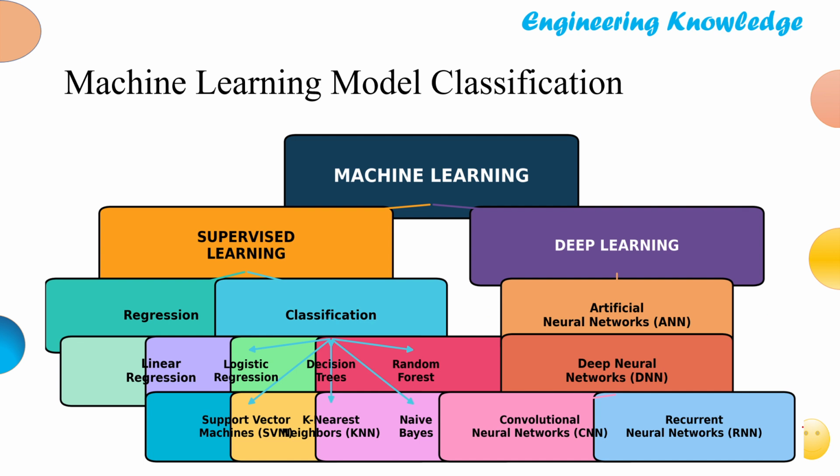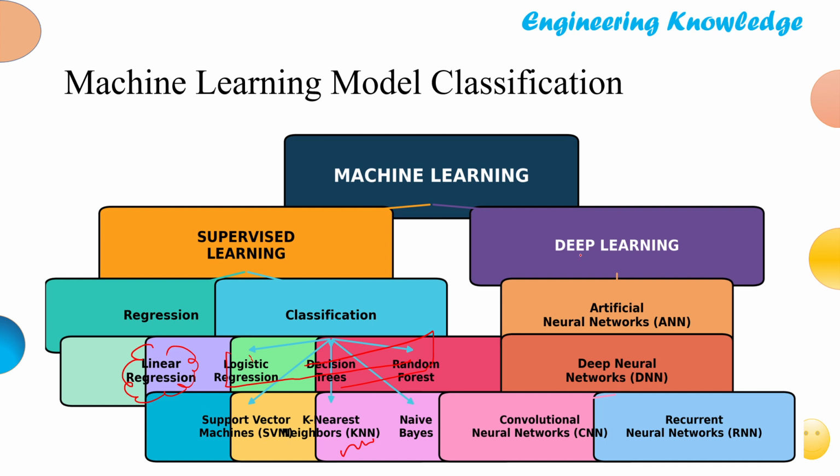There are various types of models that we will use generally for regression and classification purposes, starting from linear regression, logistic regression, decision tree, random forest. So these are for classification purposes, and also support vector machines, nearest neighbors, naive Bayes. So all these are basically machine learning models.